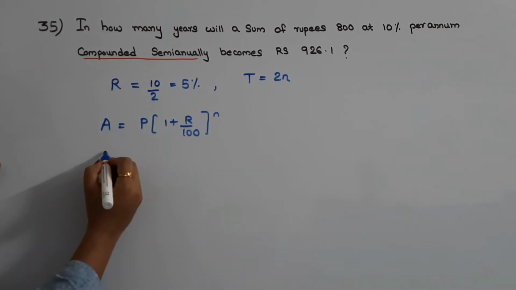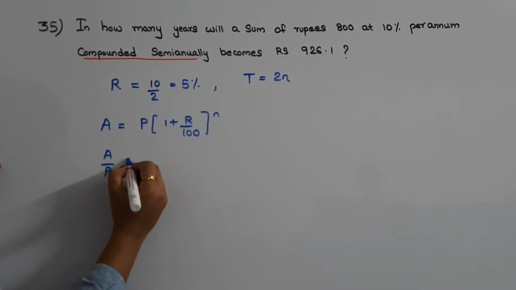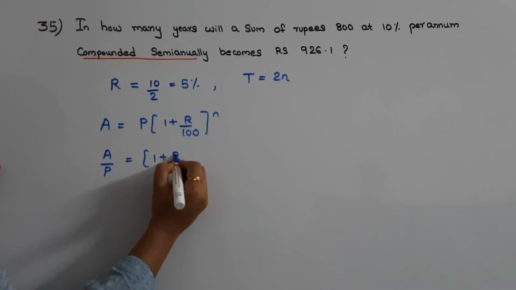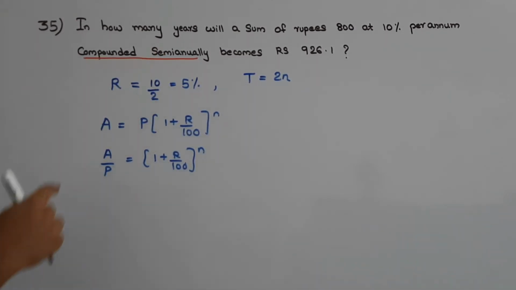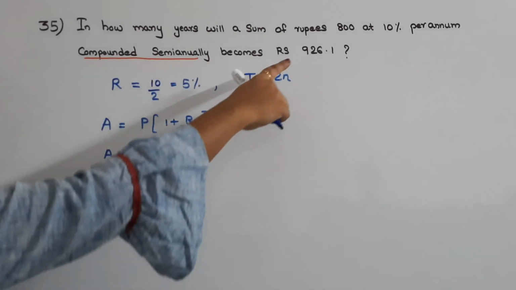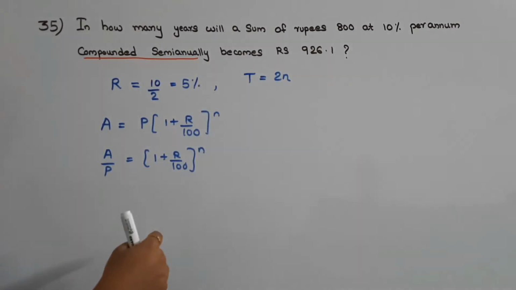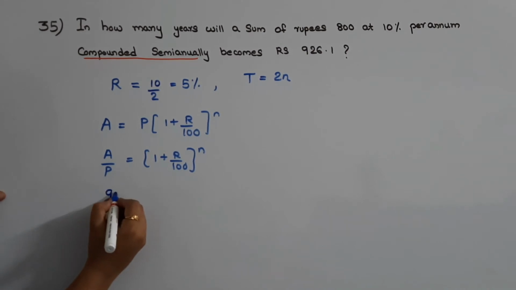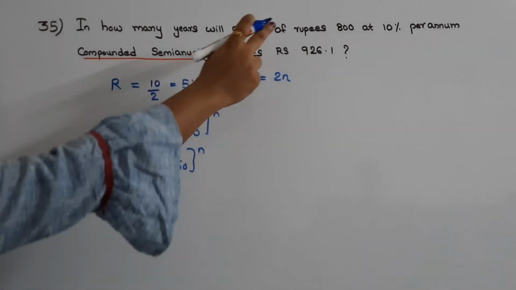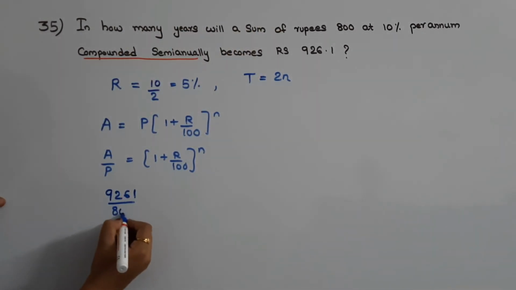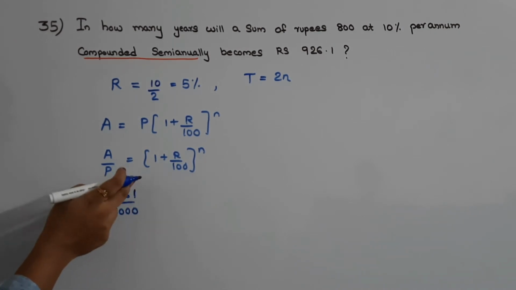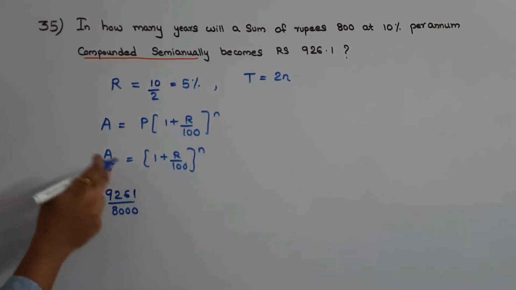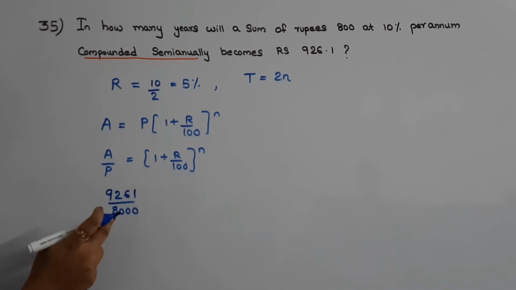Or we can write it as amount by principal is equal to 1 plus R by 100 whole raised to n. Now substitute the values. What is amount? Amount is 926.1. We can write it as 9261 by the principal is given as 800. So we can write it as 8000 by multiplying 10 both on numerator and denominator. We get A by P as 9261 by 8000.